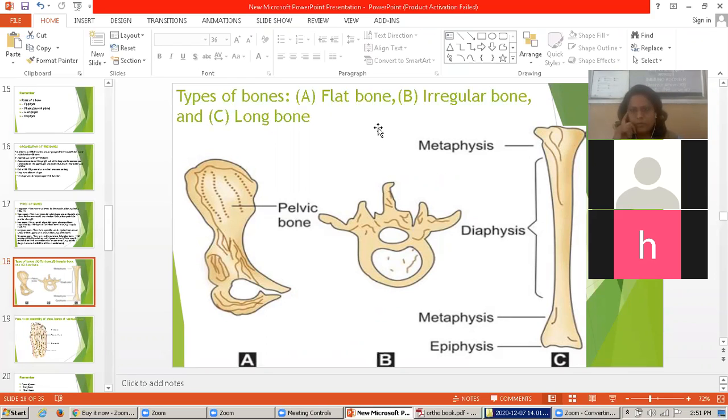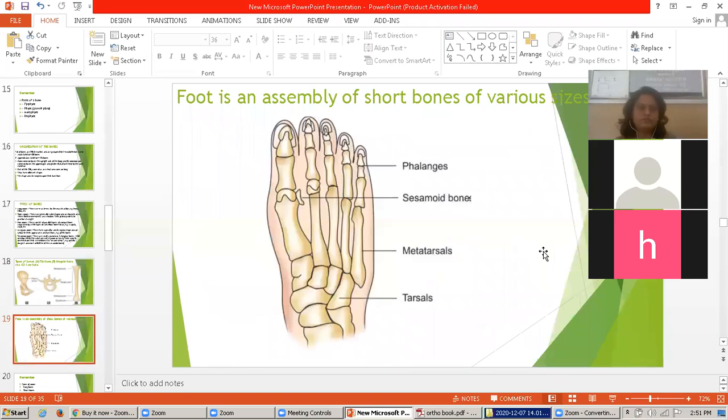So these are the types of the bone. The first one is the flat bone, this one is the irregular bone, and this is the long bone, which shows the epiphysis, metaphysis, and diaphysis. Then the foot is an assembly of short bones of various sizes. So there is an example of the short bone, that is the foot. First are the tarsals, then the metatarsals and the phalanges.